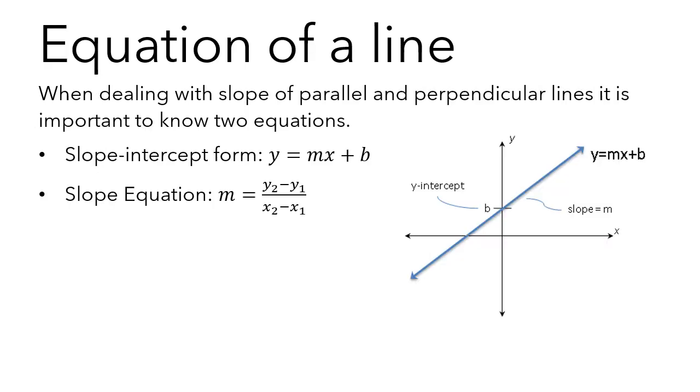When dealing with slope of parallel and perpendicular lines, it's important to know two equations. The slope-intercept form equation, where the m stands for the slope and the letter b stands for the y-intercept, and the slope equation, y2 minus y1 divided by x2 minus x1, where x1, y1 and x2, y2 are two points that you've been given on the line.